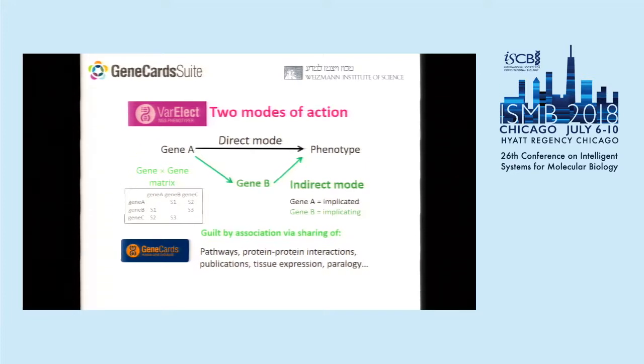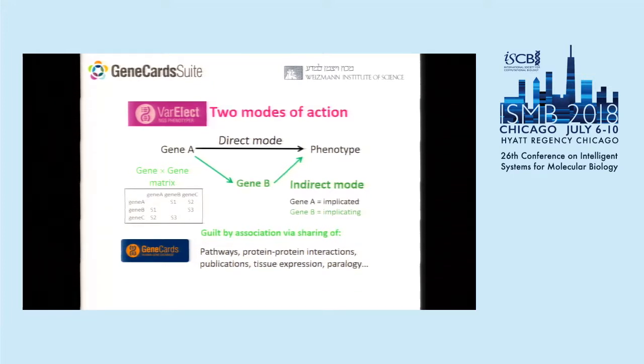In addition to that, though, there's the indirect mode, and this is similar to what was talked about in Network Assessor, but not exactly the same. What we come up with is a very sophisticated all-against-all gene-to-gene matrix, where you relate genes to each other based on all of the information in GeneCards.